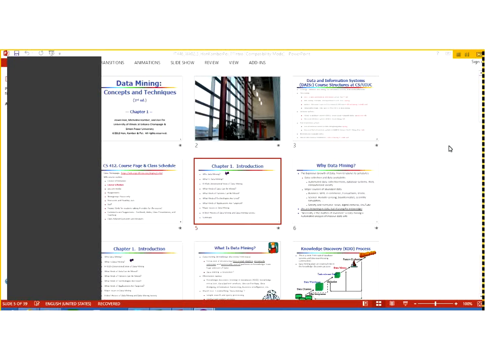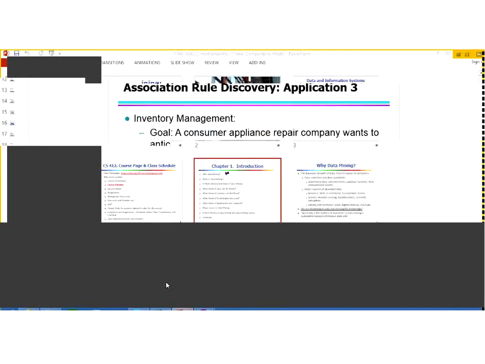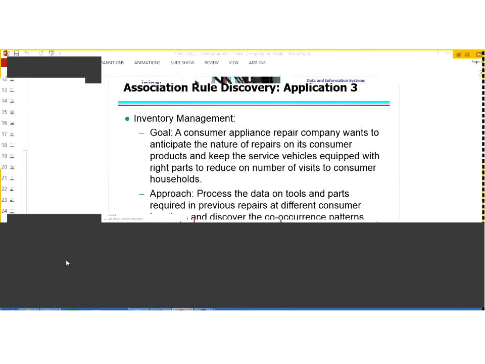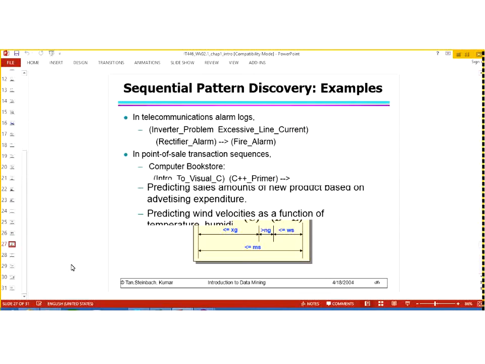Okay, in the last session, we started by introducing what data mining is, the definition of data mining, and why we need to mine the data. Finally, we also briefly introduced the data mining tasks. What kind of data mining tasks have we introduced so far? We have introduced the classification task, the clustering task, and the association rule discovery task.